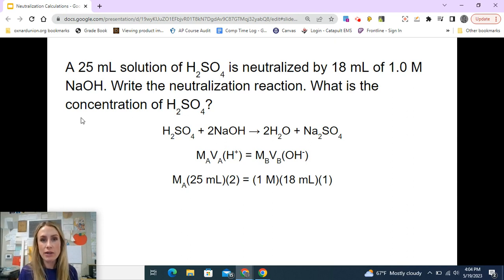Now remember, when we do our molarity equation, we usually have moles over liters of solution. But since we have volume on each side of this equation here, I can actually leave it in milliliters because that unit cancels out. So you don't have to convert to liters. You can leave it in milliliters here. So we get M sub A times 25 milliliters times 2 equals 1 molar times 18 milliliters times 1. And then on the left-hand side here, I get 50 because 25 times 2 is 50. And on the right-hand side, I have 18 because 1 times 18 times 1 is 18. And so to find the molarity of the acid, all I have to do now is divide both sides by 50. So I get my molarity or concentration of sulfuric acid is 18 divided by 50, which is 0.36 molar.